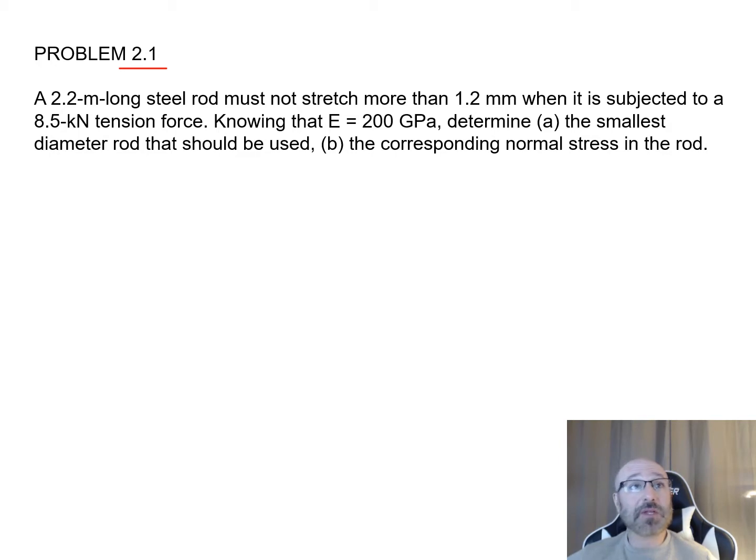So in the problem statement, they tell us we have a 2.2 meter long, so we know our length, of a steel rod. So now we know the material and the shape of it as well. And this must not stretch more than, so they give us our deflection here, our delta, of 1.2 millimeters.